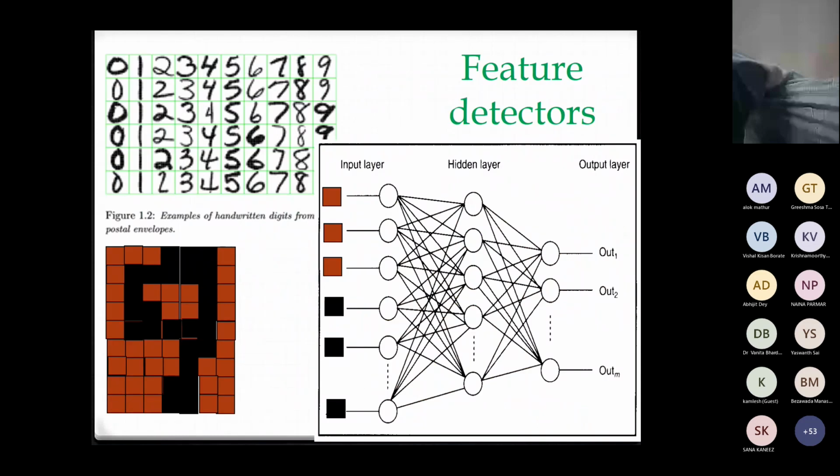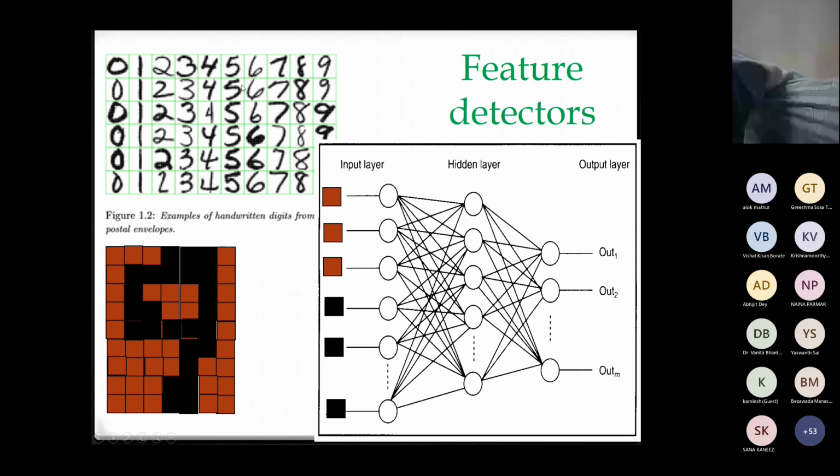Now, feature detection. This is the method: handwritten digits from a postal envelope. We take the input values, say one value like this. The black shows that something is written here, and the red shows that nothing is written.